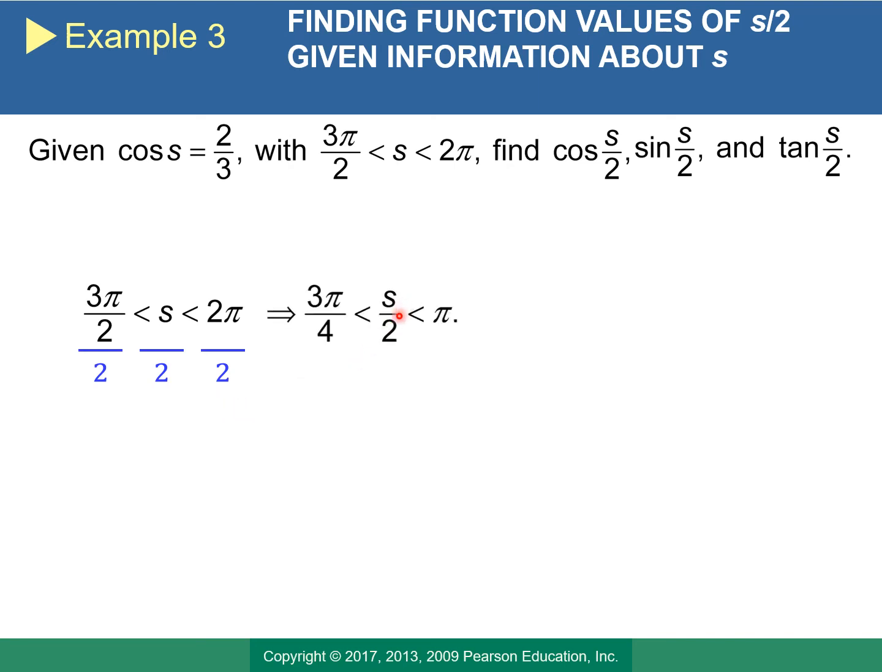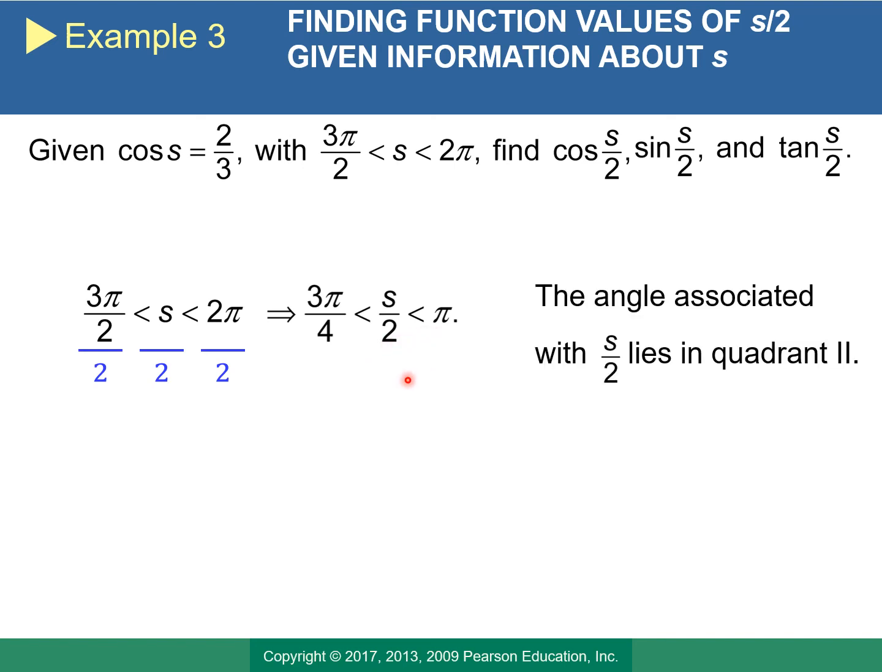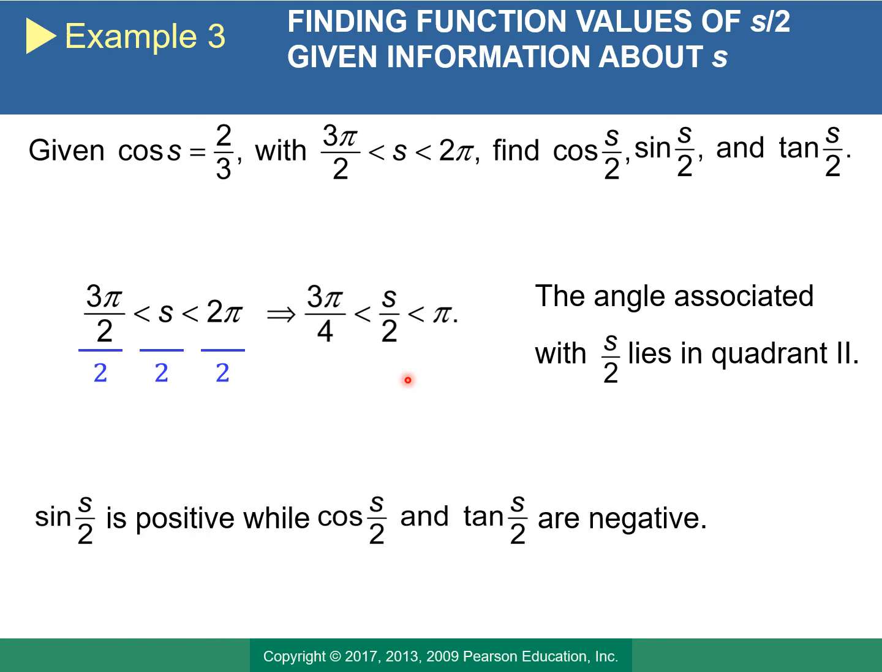All right, so in the middle, focus on the middle here, s over 2 is half of our angle. And now notice its boundaries. It's greater than 3 pi over 4, but less than pi. So that would actually put us in quadrant 2. Okay, so half of our angle lies in quadrant 2, and that's just going to help us figure out the plus or minus signs for our answers. So in quadrant 2, sine is going to be positive, but cosine and tangent are going to both be negative. So we'll just use that to pick the right plus or minus when we use our formulas.